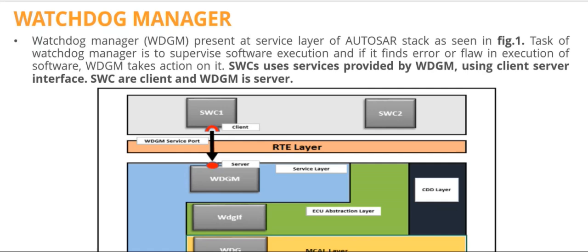Basically, this software component is using the services provided by the watchdog manager through the client-server interface. Here, if you see, software component 1, SWC1, is nothing but a client, and the watchdog manager acts as a server in the service layer. The watchdog module provides some APIs, which I will cover in the next slides. These APIs need to be triggered or serviced in order to detect whether software components or base software modules are working properly or not.